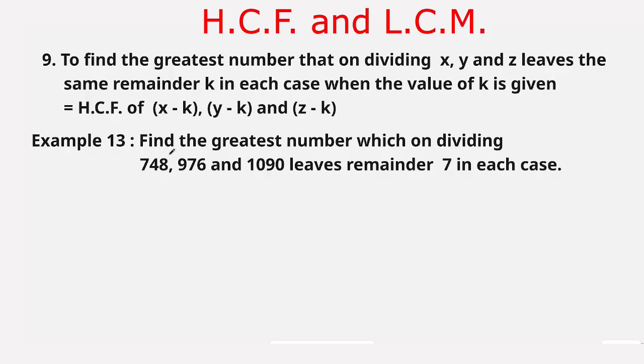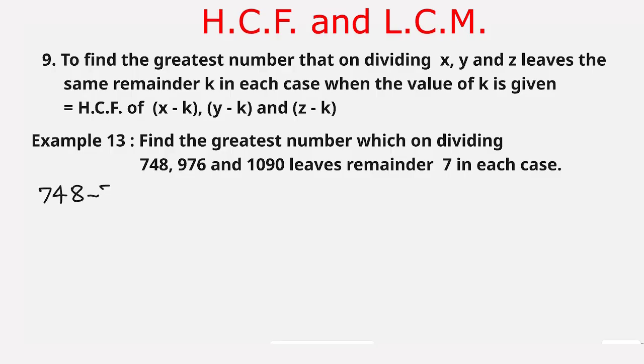Example 13. Find the greatest number which on dividing 748, 976 and 1090 leaves remainder 7 in each case. What we have to do? We have to first subtract 7 from these numbers, 748, 976 and 1090. And whatever numbers come as the result, we have to find the H.C.F. of those numbers.